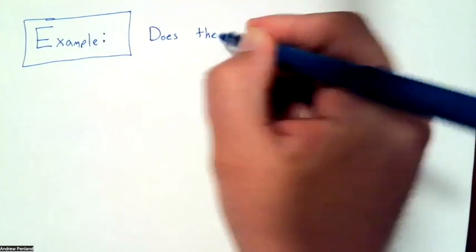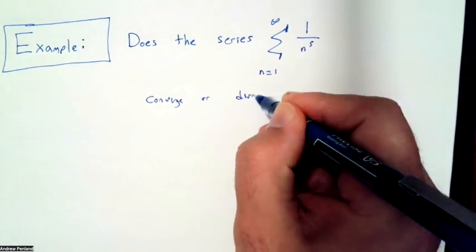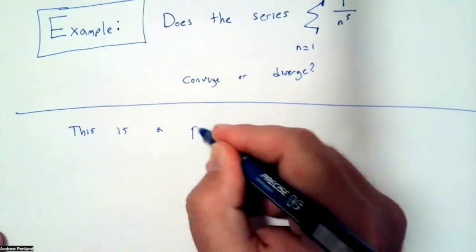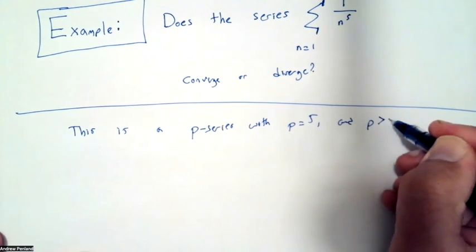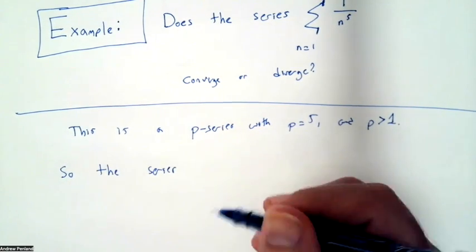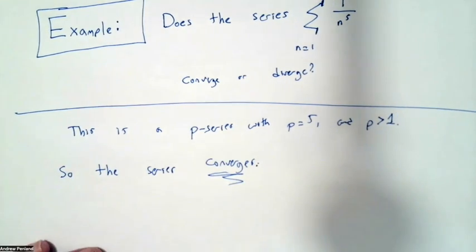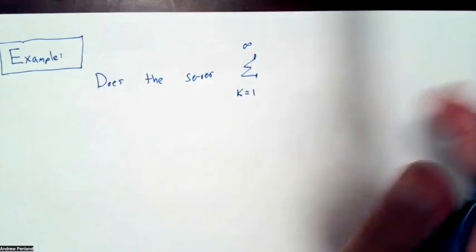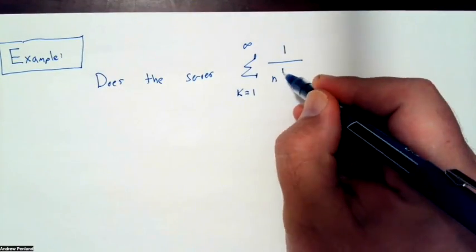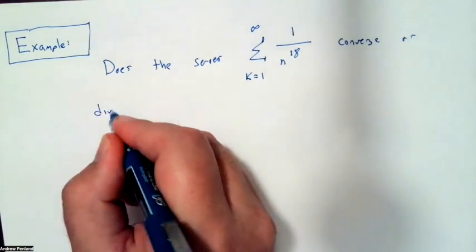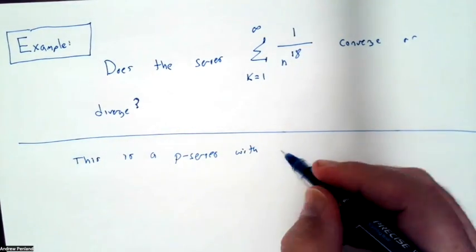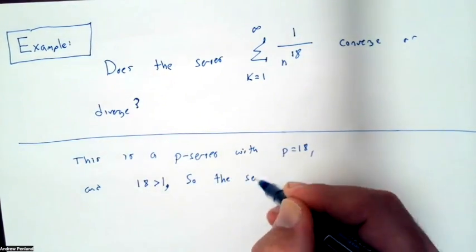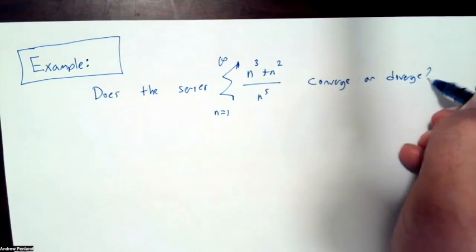Does the infinite sum from n equals 1 to infinity of 1 over n to the 5th converge or diverge? We recognize this as a p-series with p equals 5. Since 5 is greater than 1, this series converges. Does the infinite sum from n equals 1 to infinity of 1 over n to the 18th power converge or diverge? Well, this is a p-series with p equals 18, and 18 is greater than 1. So the series converges.